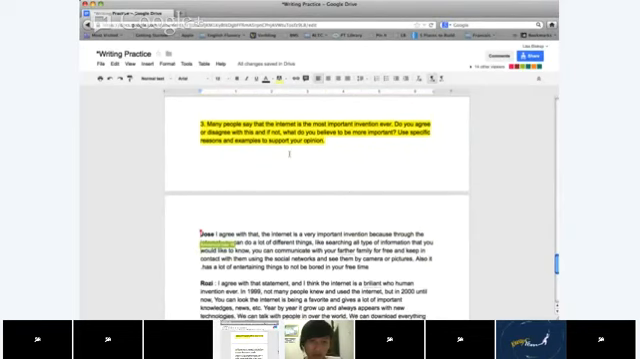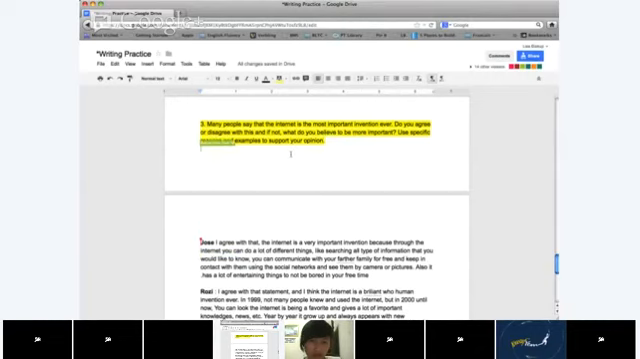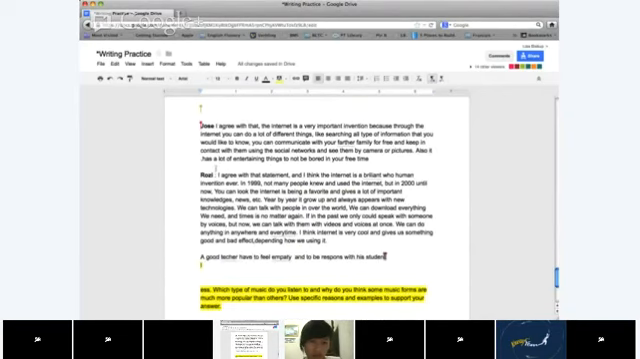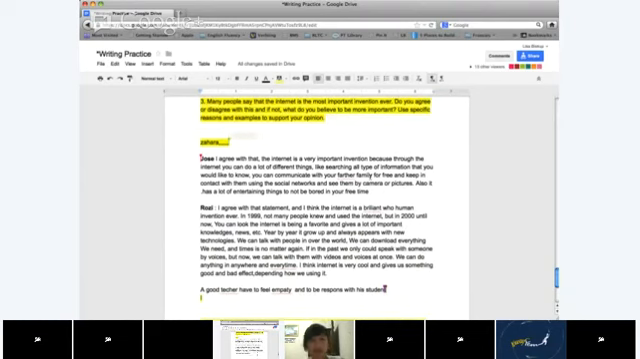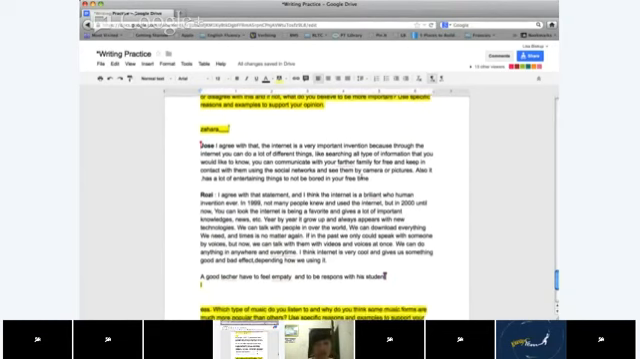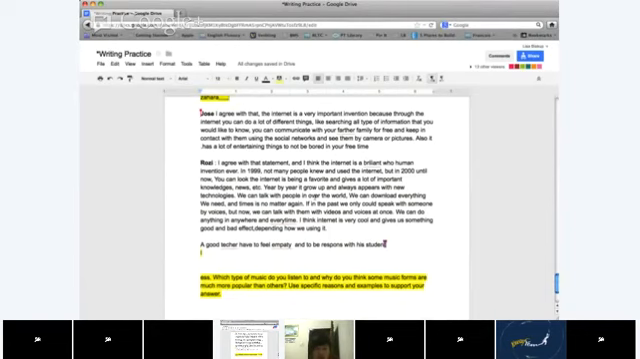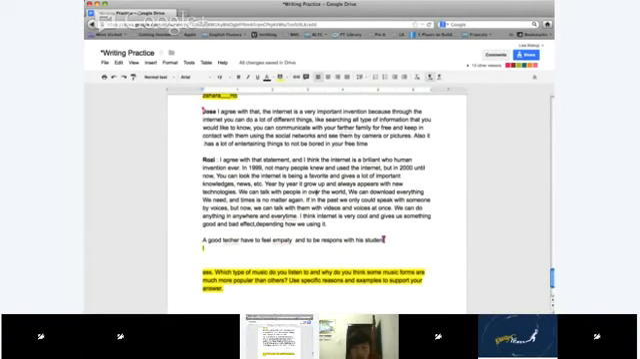Many people say that the internet is the most important invention ever. Do you agree or disagree with this? Okay, so you wrote, I agree. Okay, go ahead. Read what you wrote. I agree with that statement, and I think the internet is a brilliant human invention ever. In 1999, not many people knew and used the internet, but in 2000 until now, you can look the internet as being a favorite and gives a lot of important knowledge, news, etc. Year by year, it grows up and always appears with new technologies.